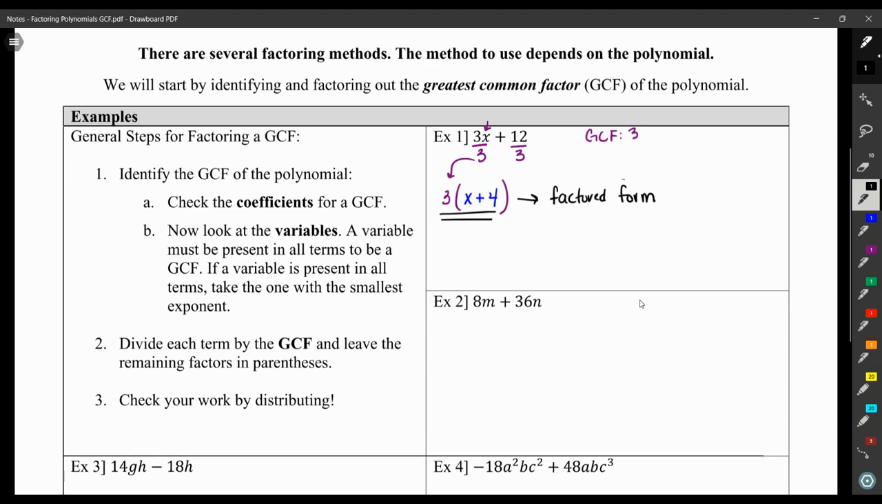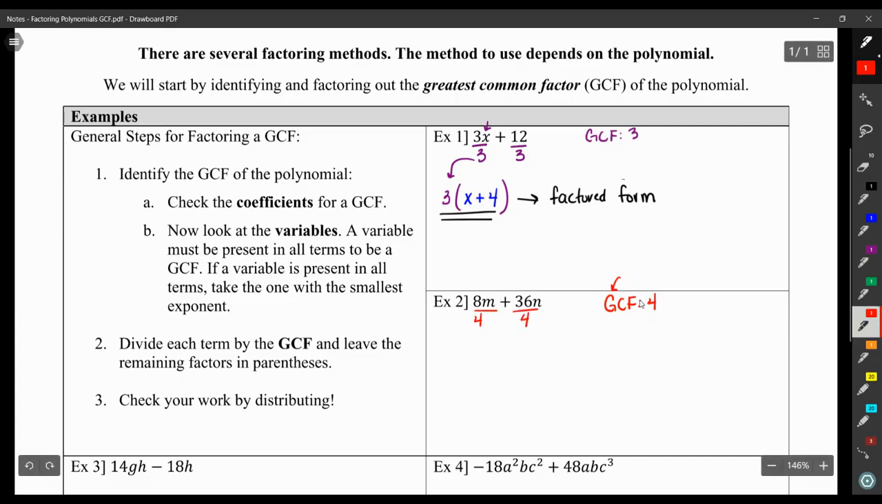Let's look at example 2. 8m plus 36n. So again, look at the numbers first, 8 and 36. Let's figure out what our GCF is. Well, 8 and 36, I know I can divide both of those by 2. But can you divide by something larger? Because remember, G means greatest. Well, I know that 8 is also divisible by 4, and so is 36. So my greatest common factor is actually a 4. So we're going to divide by 4 and divide by 4.